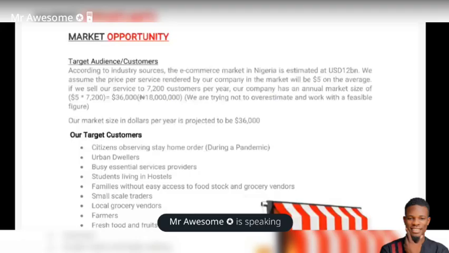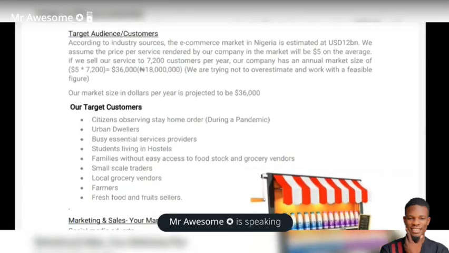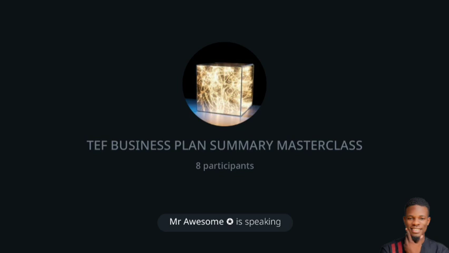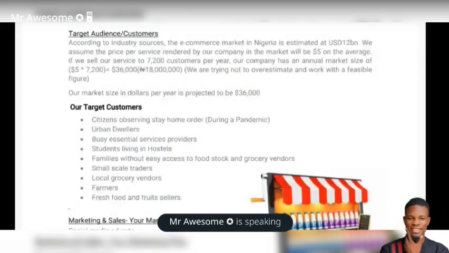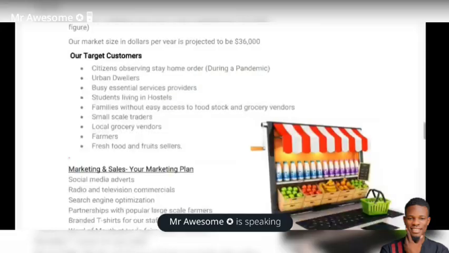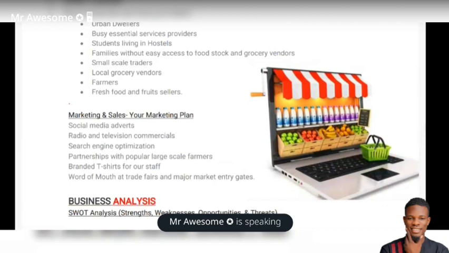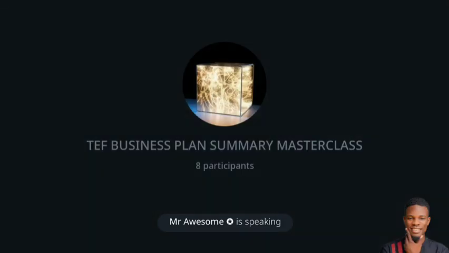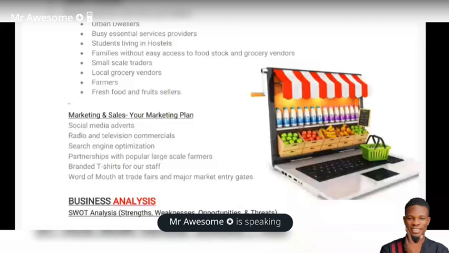So who are our target customers? Now we talked about citizens observing stay-home order. We wrote this business plan summary during the coronavirus. Urban dwellers, busy essential service providers, students living in hostels, and etc. So if you see the pictures you're using to adorn the thing to make it look beautiful, you don't need all these pictures, it's not necessary.